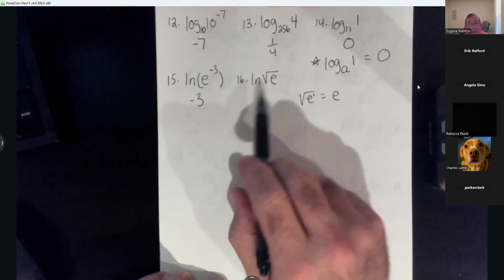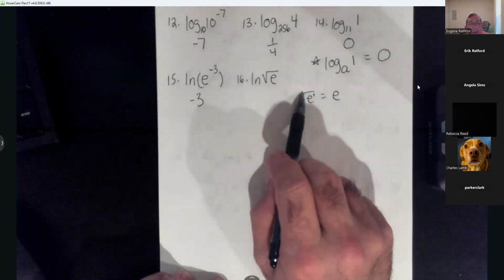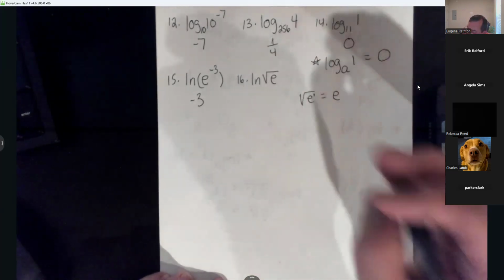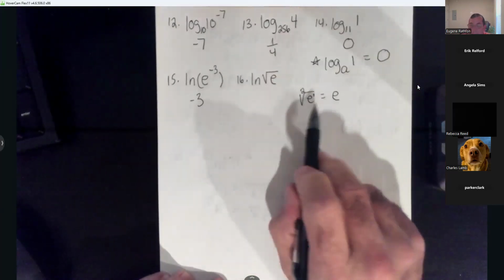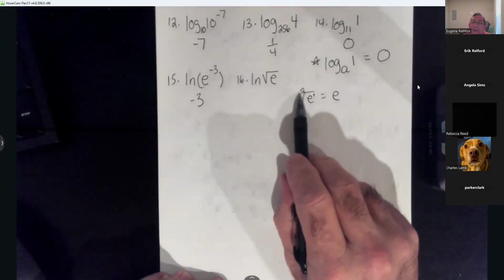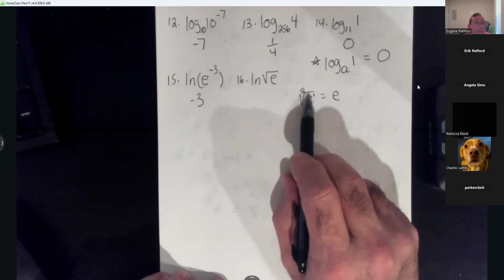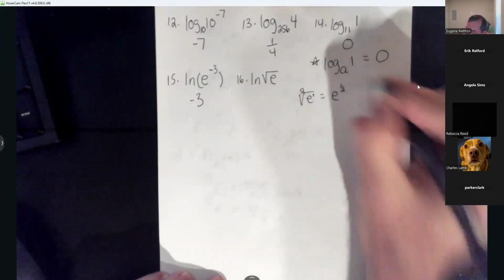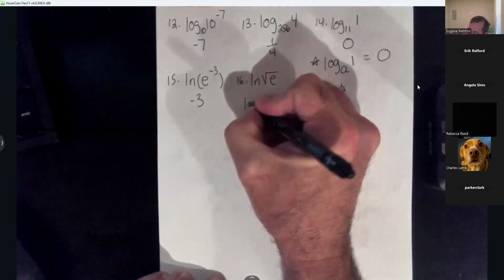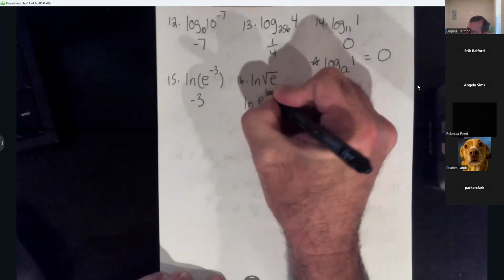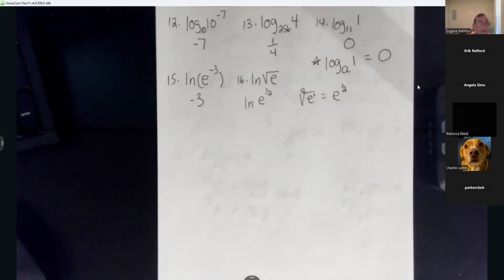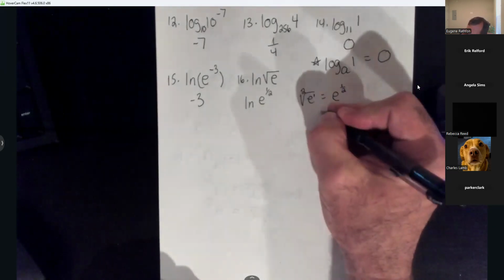So here's the second question. What's the root of the radical if there ain't a number out here? A 2. Good job. So remember, a radical, if you just have a radical by itself, it's doing a square root, which is a 2. So this becomes e to the 1/2. So y'all, you got an ln of e to the 1/2. So what's my final answer going to be? 1/2. Good job.